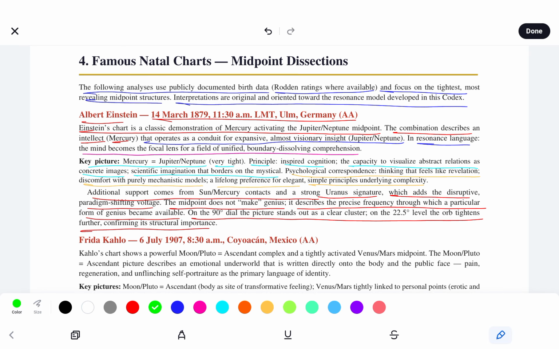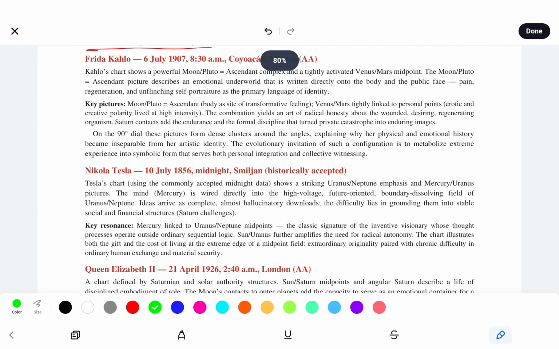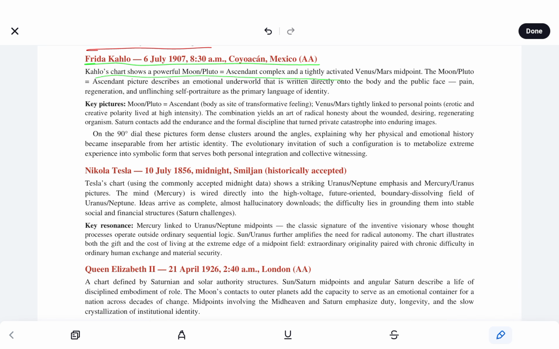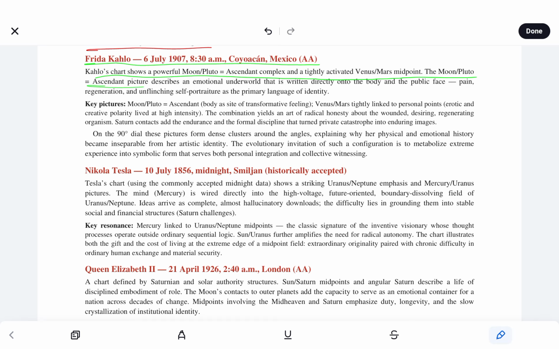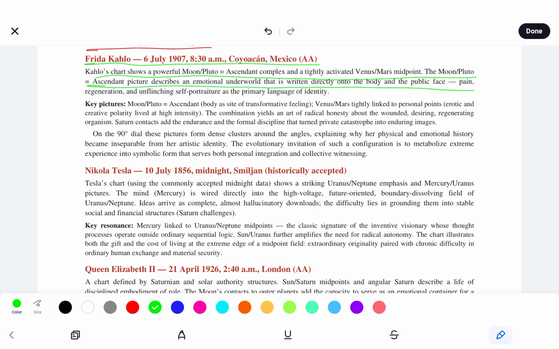Frida Kahlo. Her chart shows a powerful Moon-Pluto equals Ascendant complex and a tightly activated Venus-Mars midpoint. The Moon-Pluto equals Ascendant picture describes an emotional underworld that is written directly onto the body and the public face. Pain, regeneration, unflinching self-portraiture is the primary language of identity.